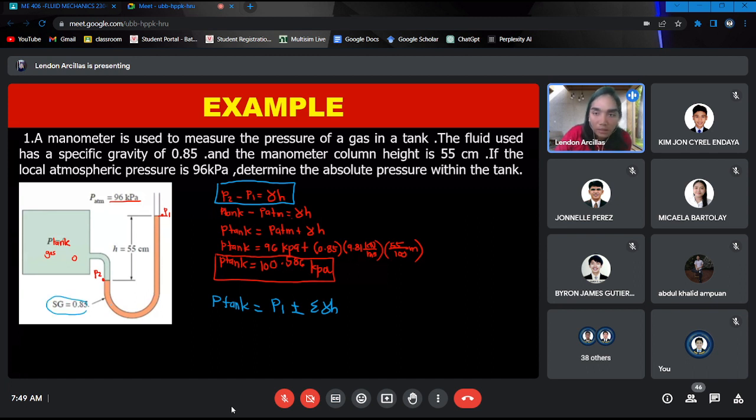Ito, yung Sg, oil ba to? Hindi naman sinabing oil. Pero itong liquid na orange na to, yun lang. Kasi hindi naman binigay yung density ng nasa tank. So, yun lang yung pressure sa tank. So, pag binigay yung density, which is gas dito, plus the difference, of course, i-add pa natin.